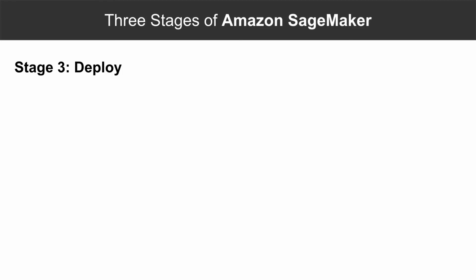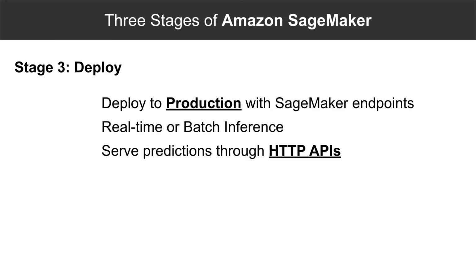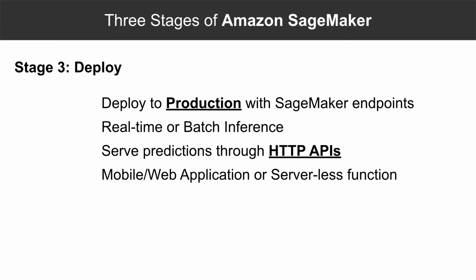Stage 3, deploy. Obviously, when you're done training, you would want to deploy your model somewhere. Once your model is trained and you're satisfied with the results, you can deploy the model to SageMaker endpoints. You can choose to serve predictions in real time or batch. We can use just one line of code to deploy our model to production and have it serve predictions through HTTP APIs. We can consume it in a mobile or web application or simply consume from a serverless function. So these were the three stages where SageMaker can help us.